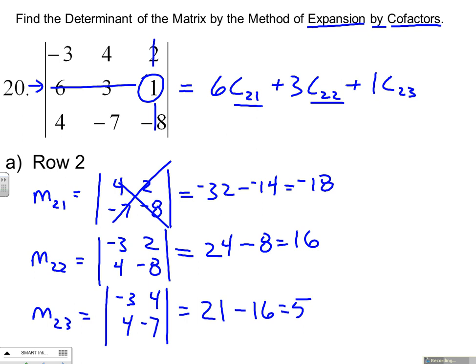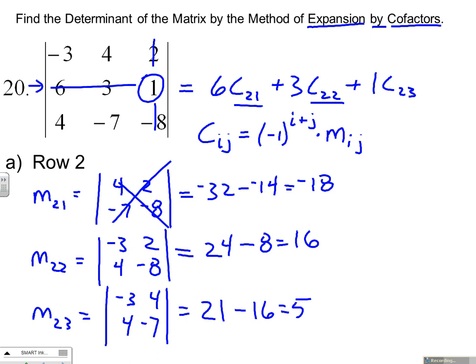Okay, now, cofactors are an absolute breeze. So cofactors, it's a strange rule for it, but it says this. It says cofactor ij equals, in parentheses, negative 1 to the i plus jth power, which is weird, times minor ij.